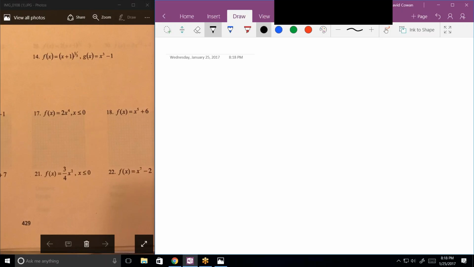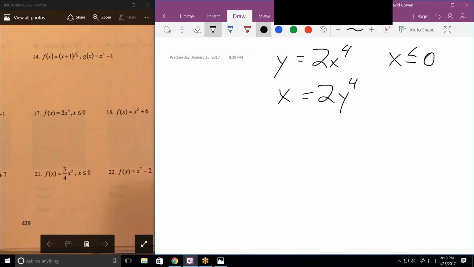So this one would be y is equal to 2x to the fourth to start out, and then x is less than or equal to 0. And then it would be x is equal to 2y to the fourth, y is less than or equal to 0.